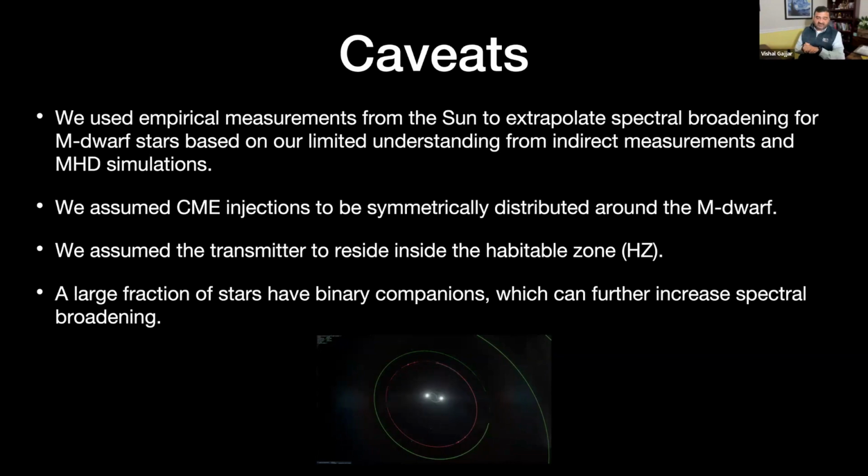But something else that we haven't considered is that a large fraction of the stars have binary companions, which can complicate things further. Binary stars both have their own stellar environment, and then they have an envelope of the wind coming from both the stars together, which will complicate the spectral broadening calculations further.